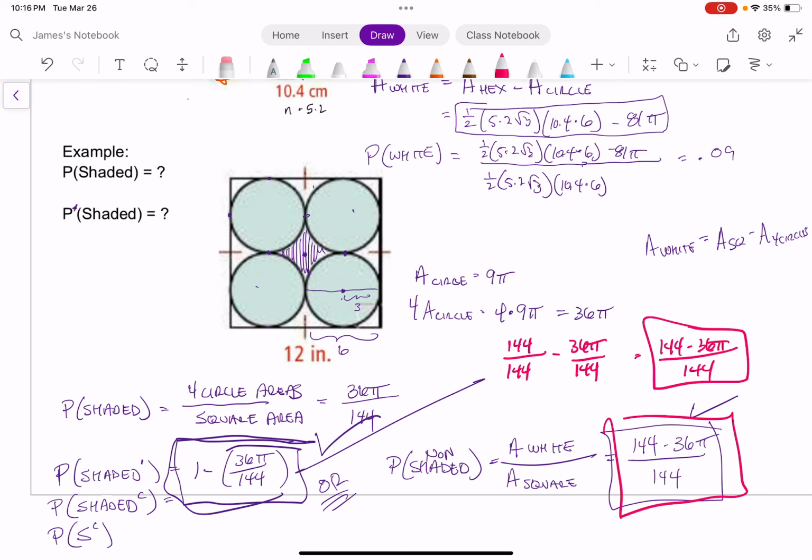They do. But my hope is that you guys, especially if we're on the EOC or the ACT, logically think this is going to be easier. It's going to be faster to find the area of the shaded and then go 1 minus the area of the shaded, and that will give me the area of the white.